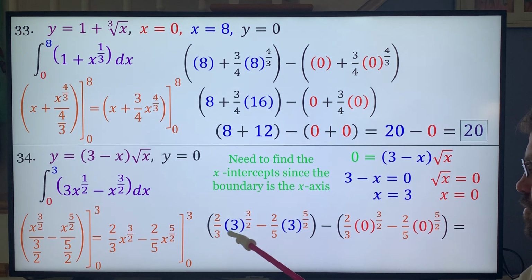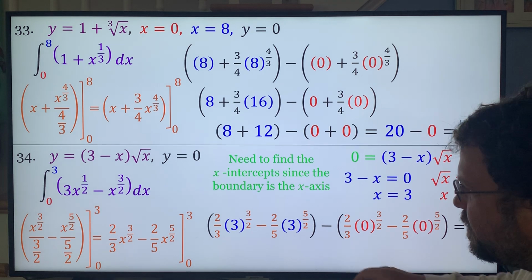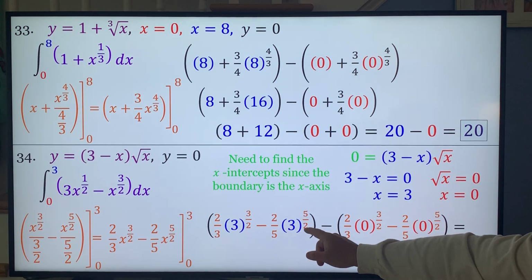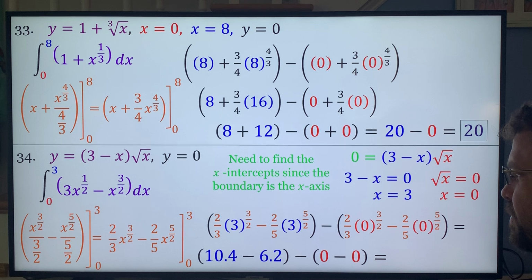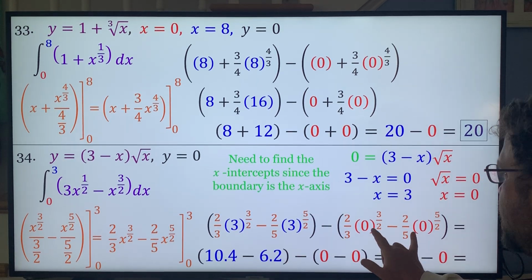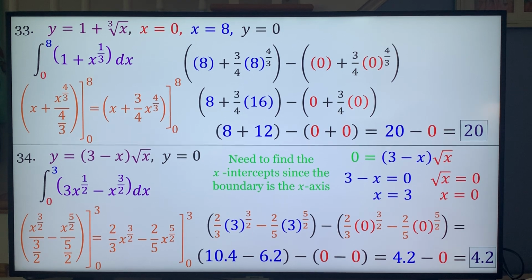Type in 3. Type in 0. At 0, you get a 0 out. 3 to the 3rd square root, 3 to the 5th square root. It's going to be 2 decimals. Subtract these 2 decimals, you get 4.2. Once again, 0, 0, 0. Answer is 4.2. All right.